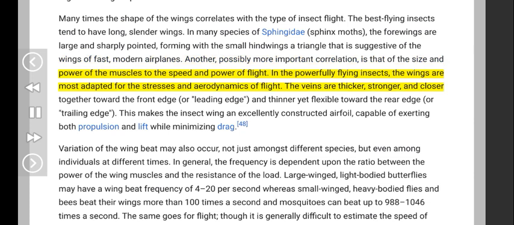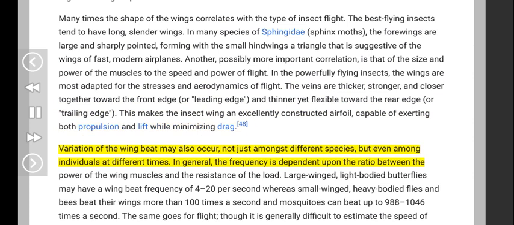In the powerfully flying insects, the wings are most adapted for the stresses and aerodynamics of flight. The veins are thicker, stronger, and closer together toward the front edge, or leading edge, and thinner yet flexible toward the rear edge, or trailing edge. This makes the insect wing an excellently constructed airfoil, capable of exerting both propulsion and lift while minimizing drag.